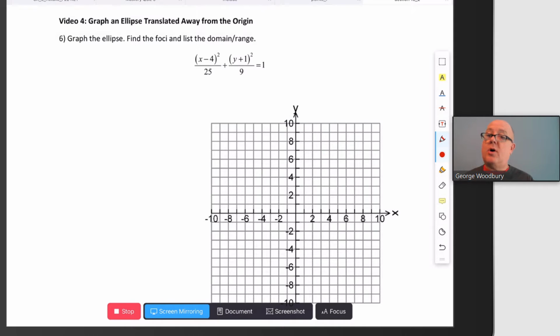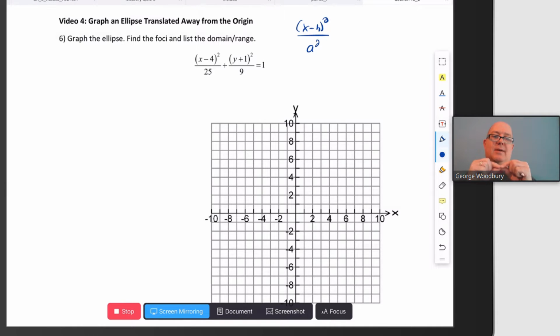I'm George Woodbury from College of the Sequoias in Visalia, California, and in this video we'll graph a couple of ellipses that are translated away from the origin. So the equation for these is going to have x minus h squared in the numerator over some number that's being squared. I'm going to start with the case where the denominator is a squared.